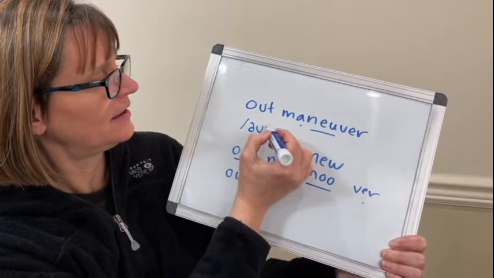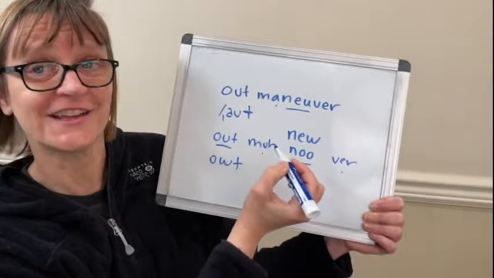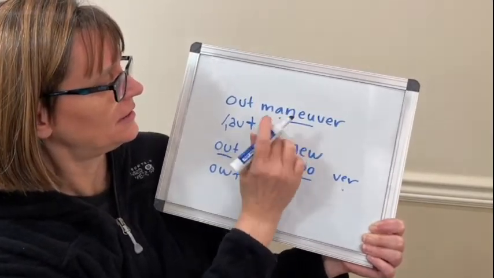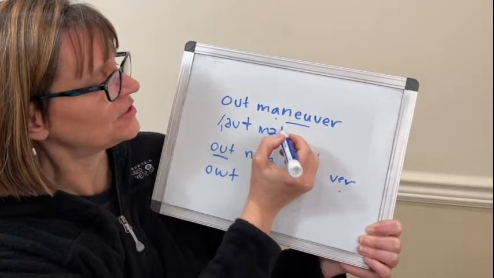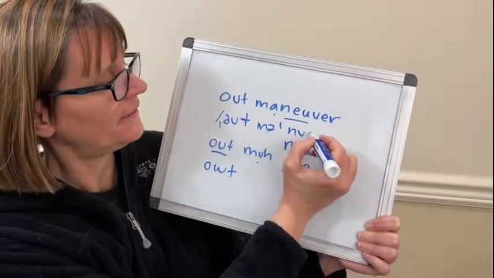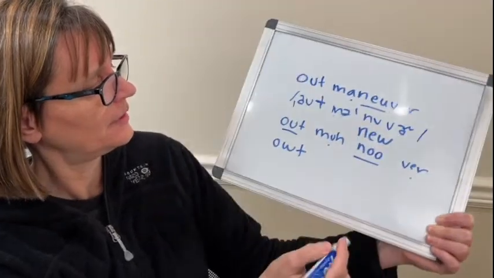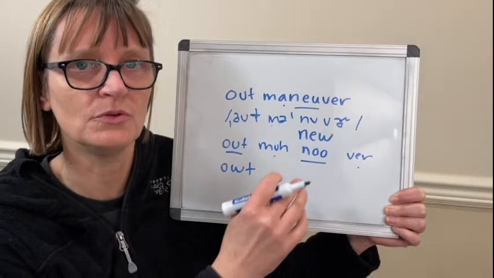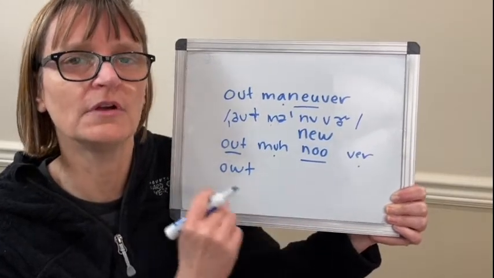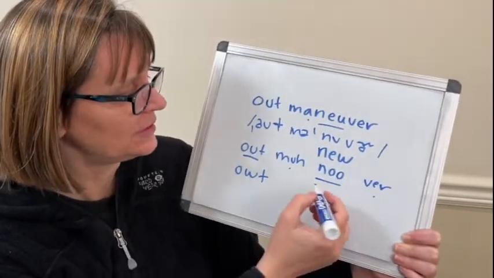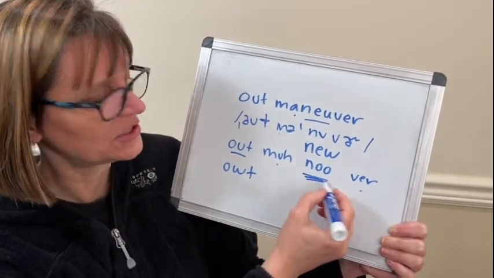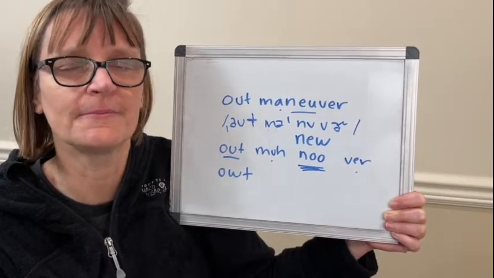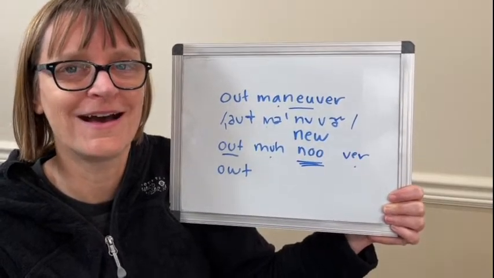Looks like probably secondary stress on out, main stress on new, and then ver. So you can, again, try it syllable by syllable. Outmaneuver, maneuver, outmaneuver. I do like starting just on the stress syllable for practice too. That would sound like neuver, maneuver, outmaneuver.